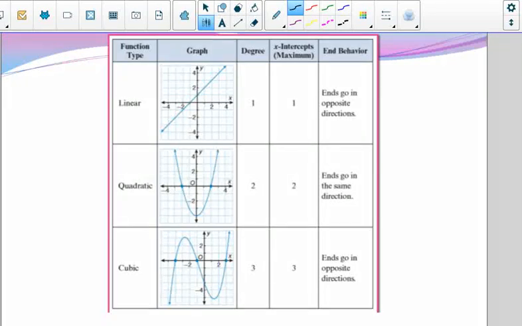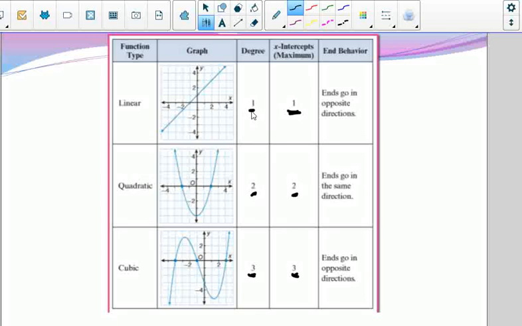But if you notice that the degree here, remember, is the greatest exponent that you have in any of the variables. So for linear, you have a degree of 1, which means the most x-intercepts you can have is 1. The quadratic has a degree of 2 because you have an x squared. And the most times it can cross the x-axis is twice. And then the one that we're going through today is cubic. So you're going to have an x cubed in your function. And the most times this can cross the x-axis would be 3.